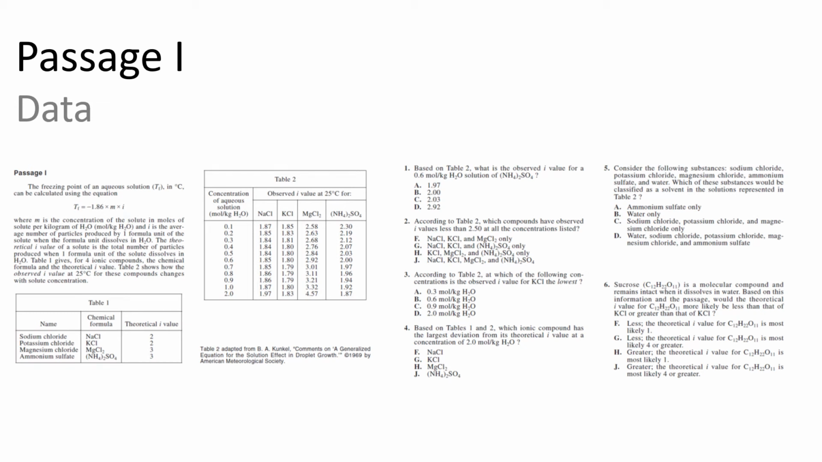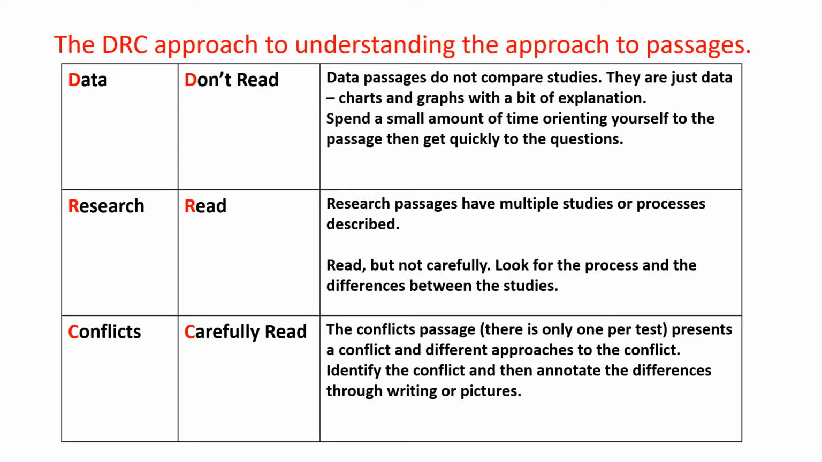This is passage 1. It's a data passage. We know it's data because we don't see study 1, study 2. We just see information. For a data passage, don't read. You're just going to quickly skim and get to the information. It's going to tell you where to look.